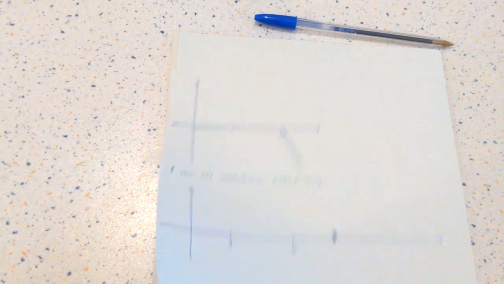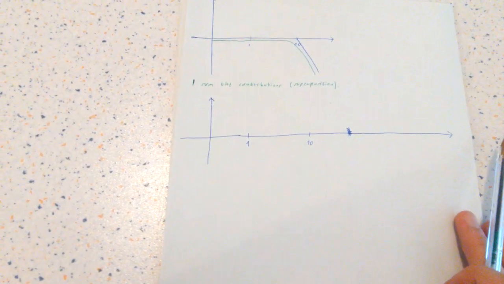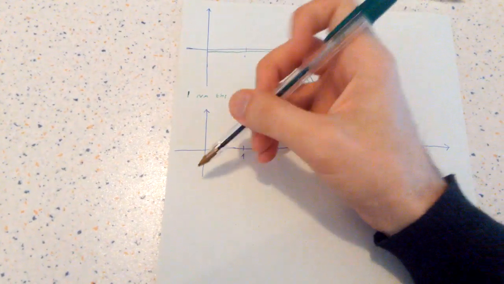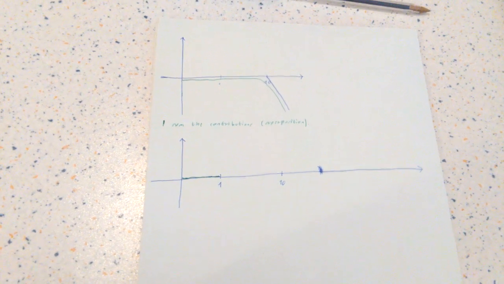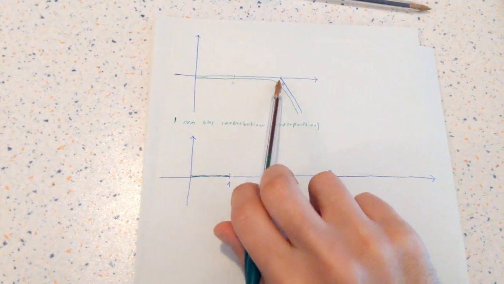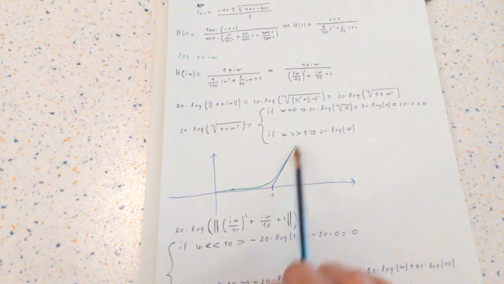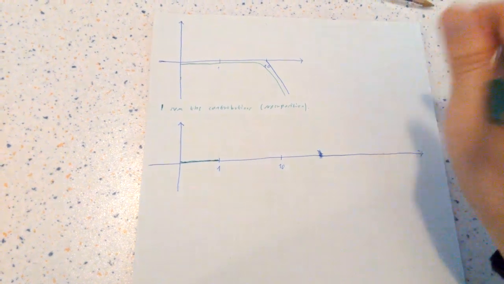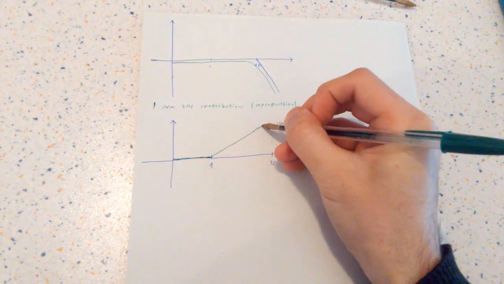Up to 1, nothing happens, because this graph is flat, and this other graph is flat till 10. So till 1, nothing happens. I can easily draw it like this. Now from 1 to 10, this one keeps going flat, so its contribution is nothing. But this one starts to go up. So our graph is going to go up till it hits 10, just like this.